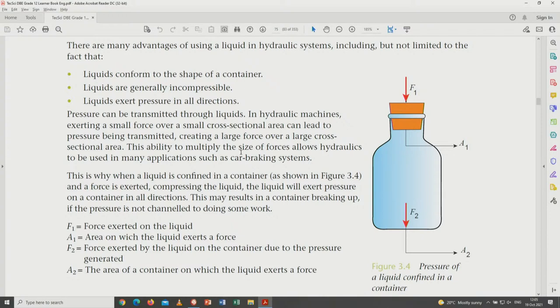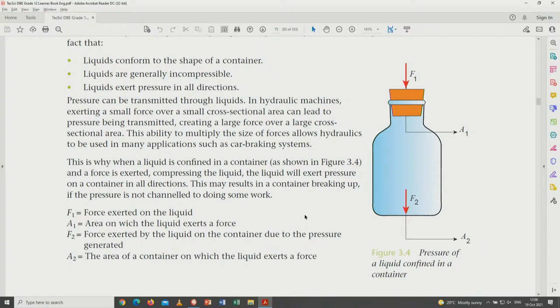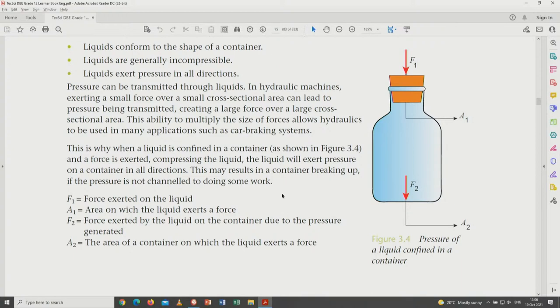This ability to multiply the size of the forces allows hydraulics to be used in many applications such as car braking systems. So you apply a force on a smaller area of a hydraulic system, the pressure is taken to a bigger area, and then that causes a small force applied on a smaller area to be magnified into a bigger force on a larger area. And that is a very important principle in the use of jacks and all the other hydraulic systems, which can be used to lift heavier objects using a small force. So it's like some kind of machine where you use a small force to lift a bigger mass or a bigger object.